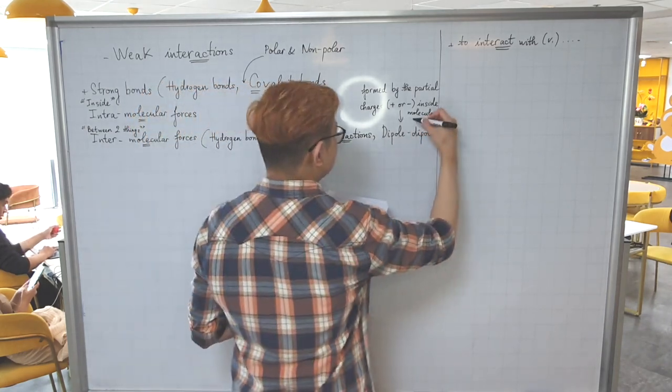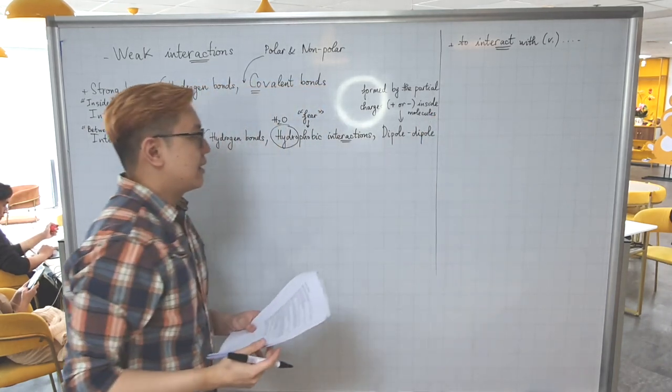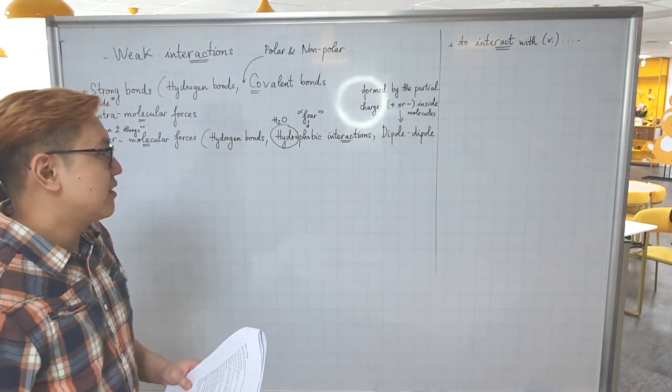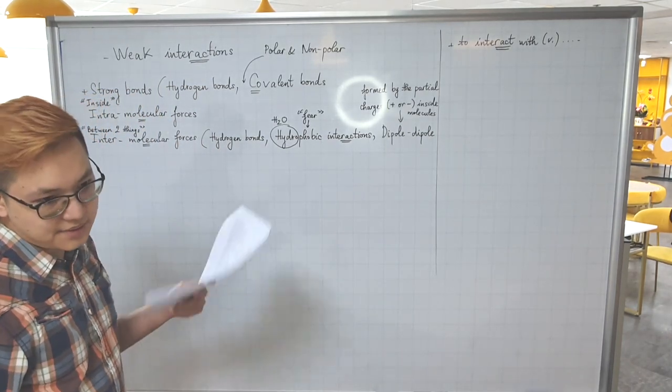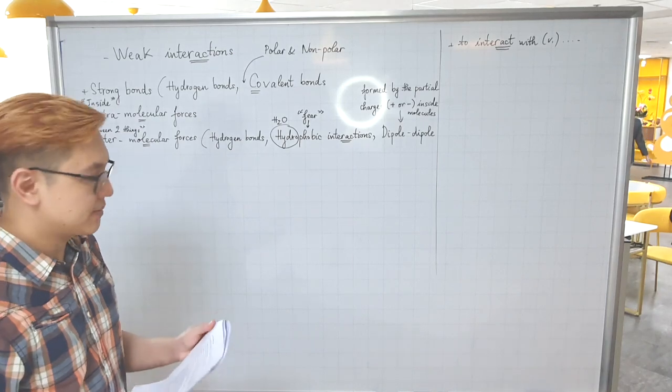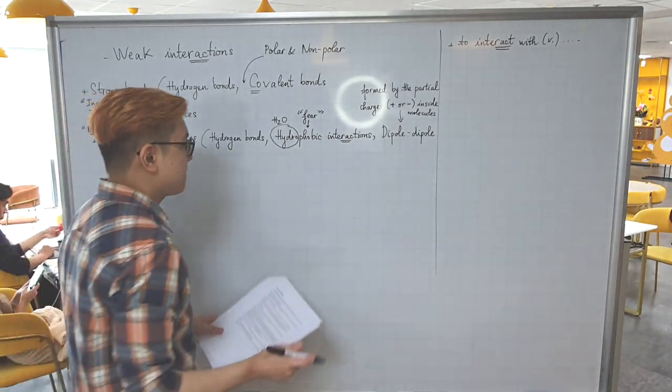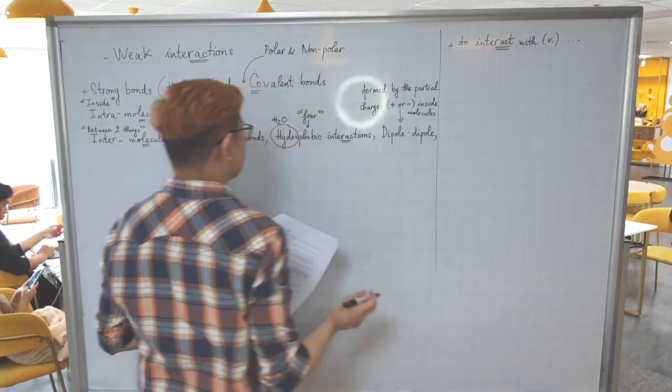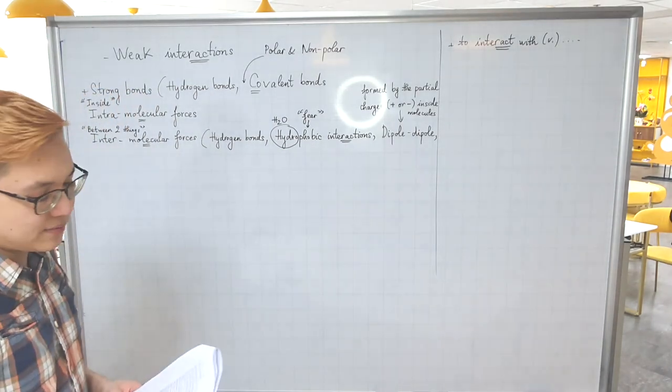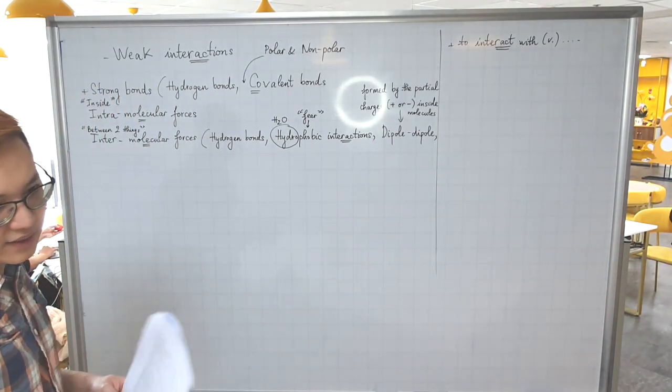With each other. Tạo ra bởi cái điện tích một phần ấy, partial charges, positive or negative inside molecules. You will see it later. We have also what else? Ngoài dipole dipole chúng ta còn có là van der Waals interactions.